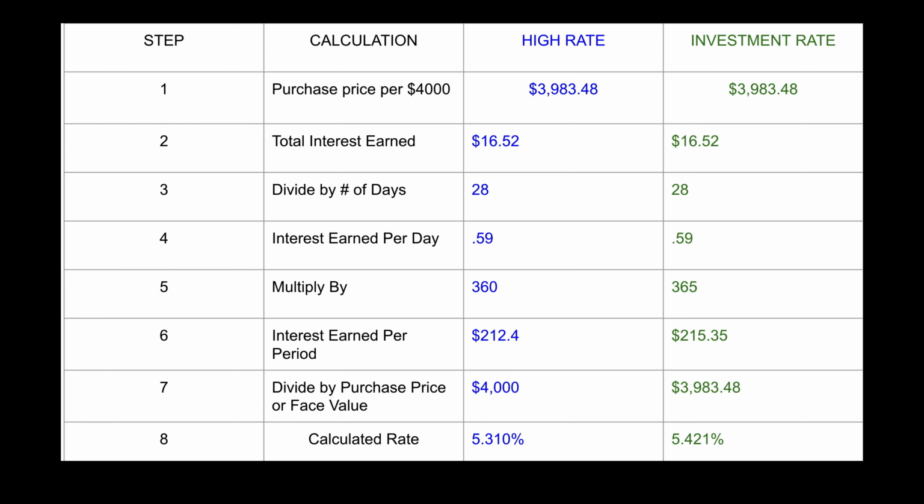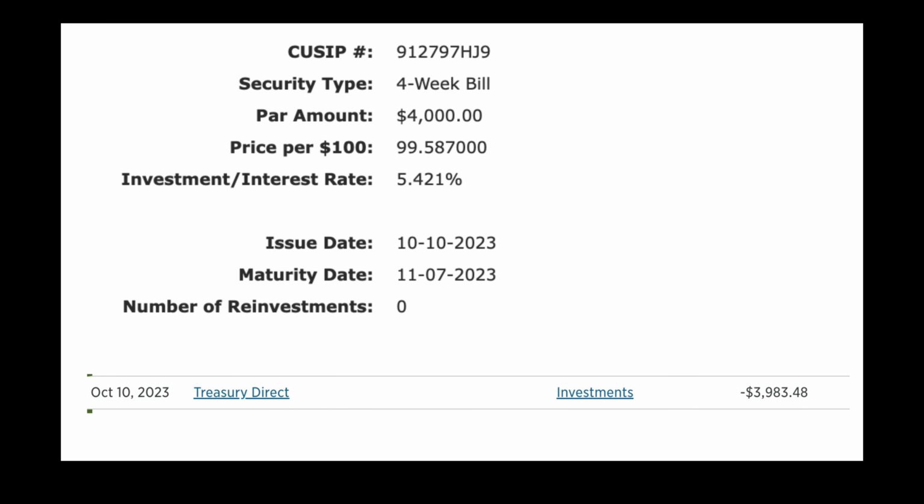And that's when we get to our next portion of the calculation. This time, you're going to multiply it by 365 days, meaning it's more of an annual rate. Because it's multiplied by 365 instead of 360, the interest earned per period is a little bit higher at $215. And we now get to the second difference with the investment rate calculation, and that's that we're going to divide it by the actual purchase price instead of the face value, meaning we're dividing it by that 3,983 number. And when we make all of these calculations, we come out with an investment rate of 5.421%, which is the exact number that was confirmed here on my purchase receipt.